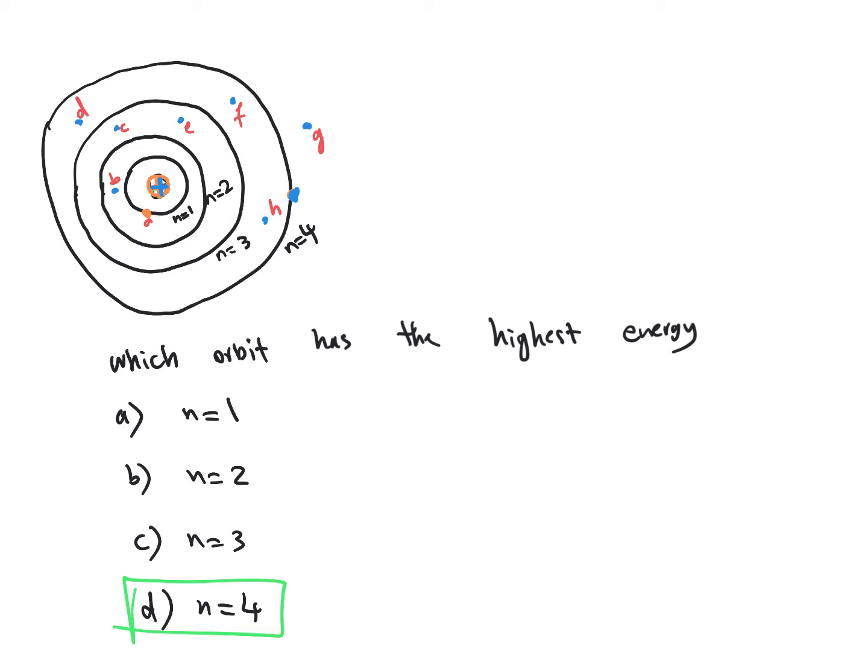So when we go farther from the nucleus, when the number of n's increase, energy increases. So n equal 1 has lower energy compared to n equal 2, that has lower energy compared to n equal 3, and so on. And that is energy. So we're comparing energy levels.